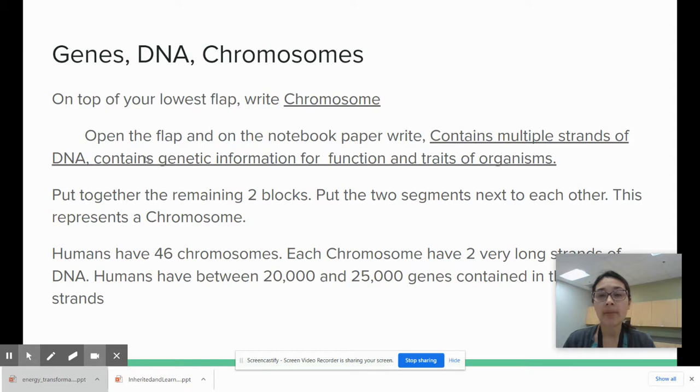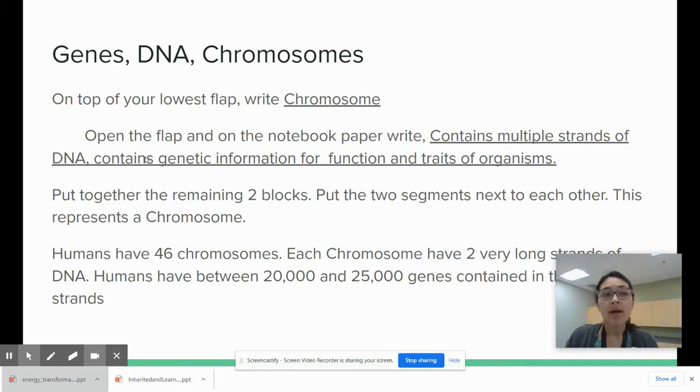A chromosome is a collection of multiple strands of DNA. So you have one gene is a gene, then multiple genes come together to create DNA, and then multiple DNAs come together to make a chromosome. Okay, and that contains genetic information for function and traits of organisms.